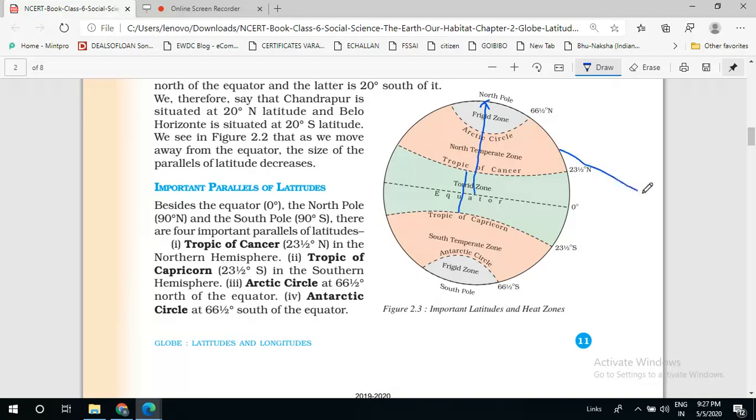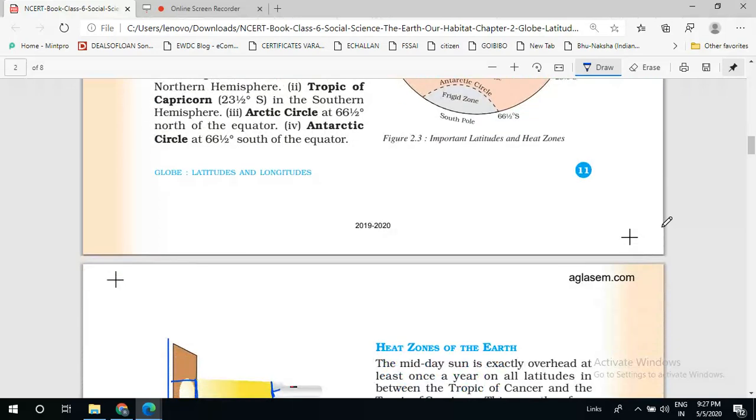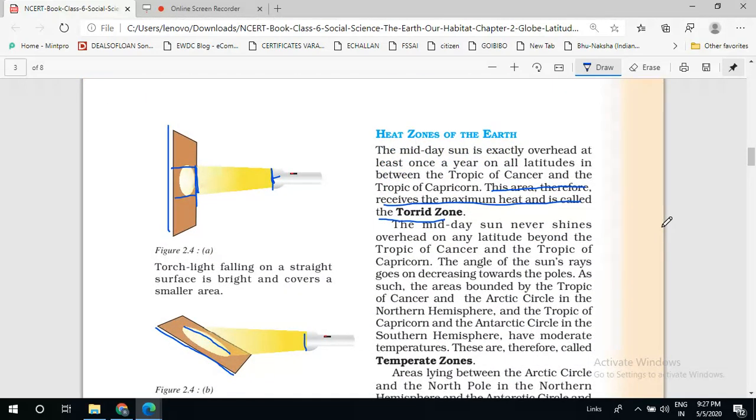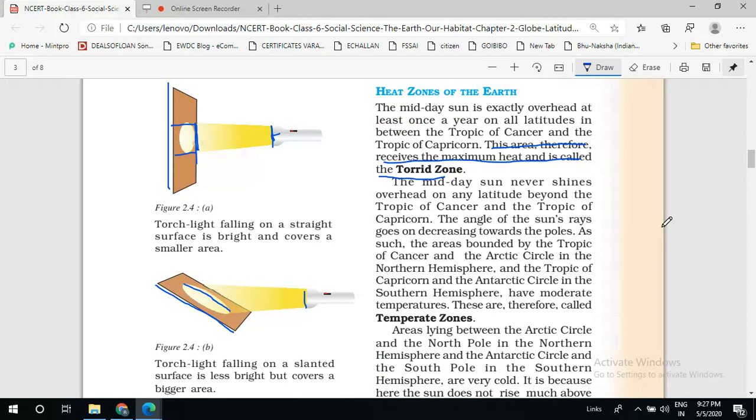Okay, and because of this, the same amount of sunlight and sun heat is covering larger areas because of this slanting surface, and this is the reason why there is so much cold and less heat in the temperate zone. These are the rays of the sun. Okay. So, this is the condition which is prevailing, and because of this, the temperate zone receives lesser heat, and these are called temperate zone.